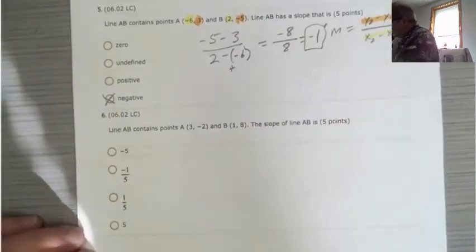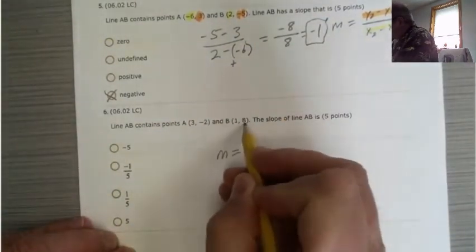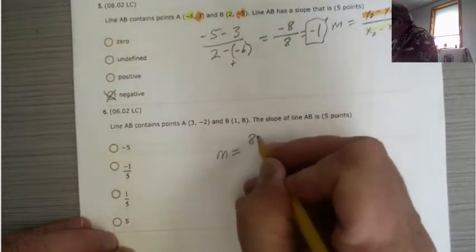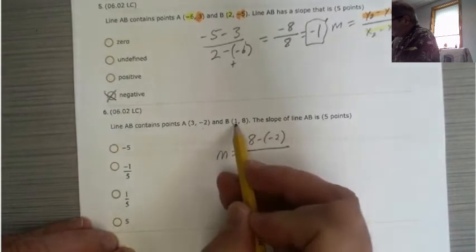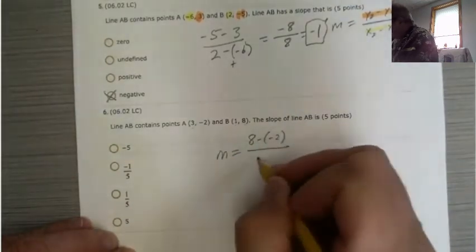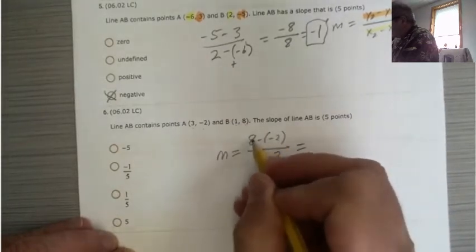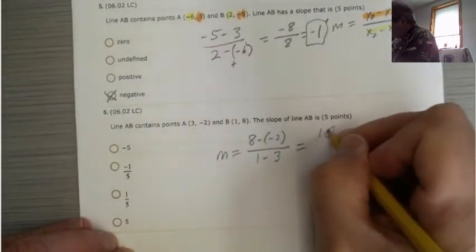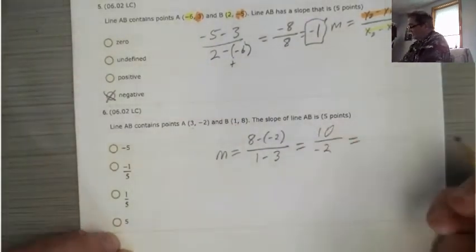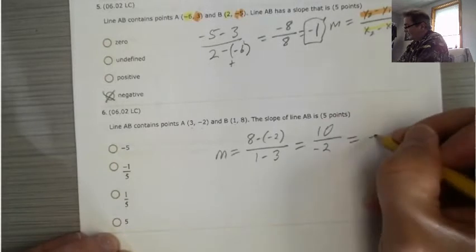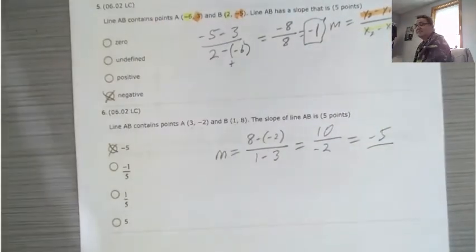All right, so we'll do it just like we did above. So the slope equals 8 minus -2 over 1 minus 3. So 8 minus -2 is 8 plus 2. 1 minus 3 is -2. So 10 over -2 is -5. That is the slope of those 2 points, -5.